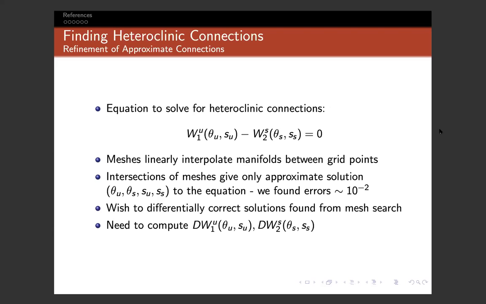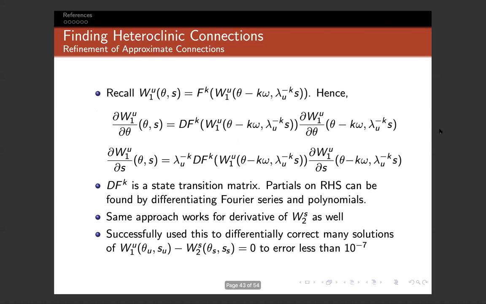So now we want to differentially correct the solutions found from the mesh search. What we need to do is compute the differentials of the parametrizations Wu and Ws at theta u, s u, theta s, s s. And keep in mind that for s u and s s large enough, we can't just directly use the polynomials, the Fourier-Taylor series we had earlier. Here I'm just going to do it for Wu. The Ws works the exact same way.